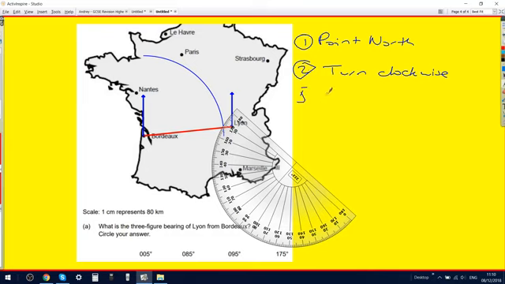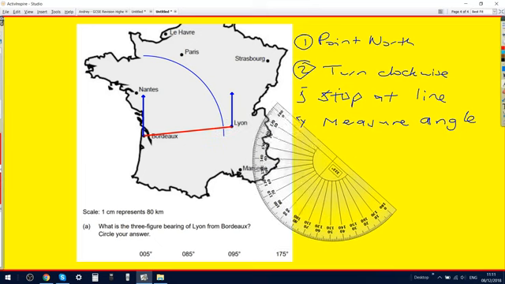That's not working very well. Stop at the line and measure the angle. My thing is not working very well. Measure angle.